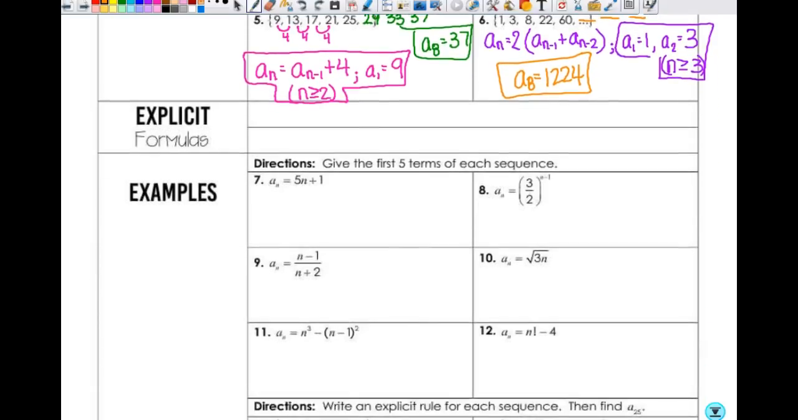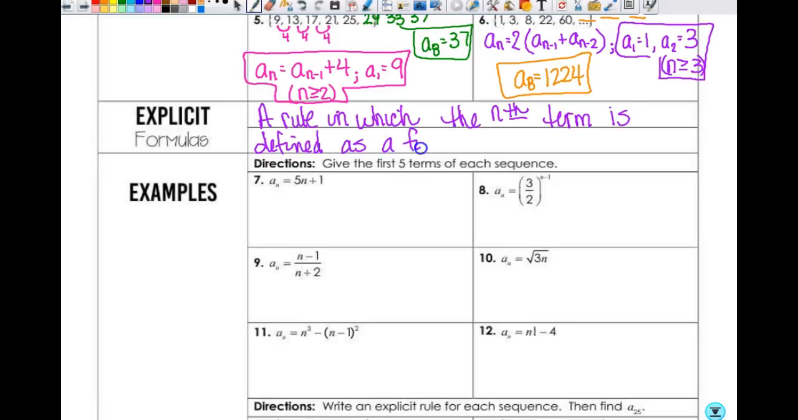Explicit formulas are the ones that are going to look more like equations that you are used to. So an explicit formula is a rule in which the nth term is defined as a function of n. Okay.